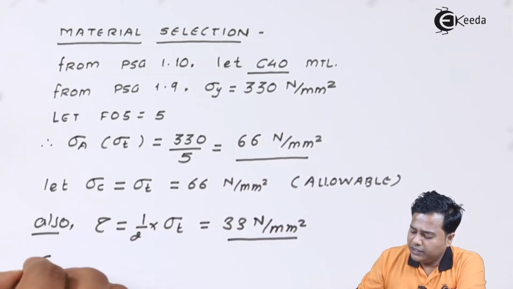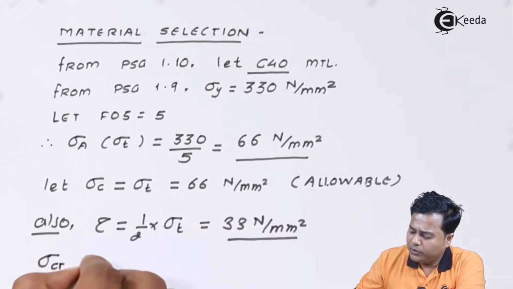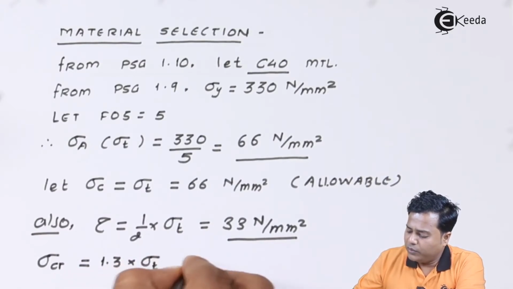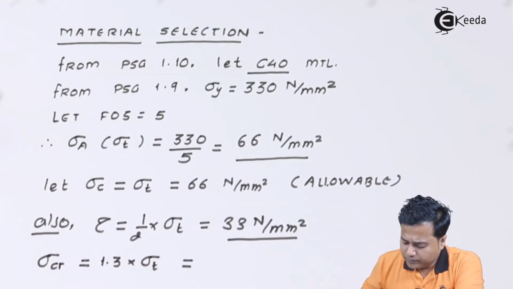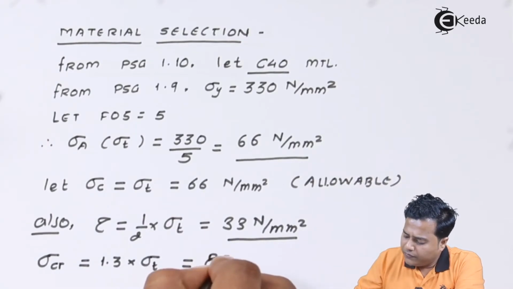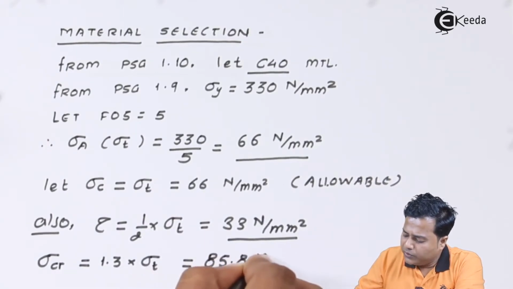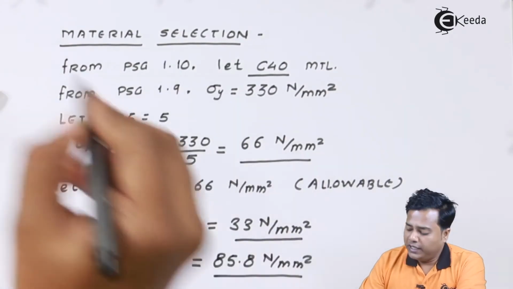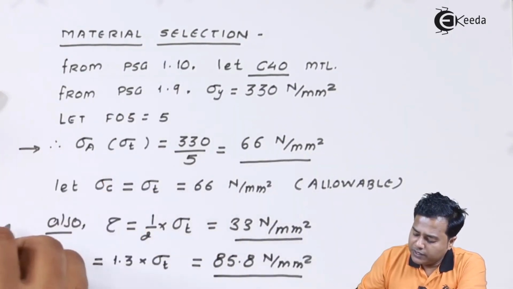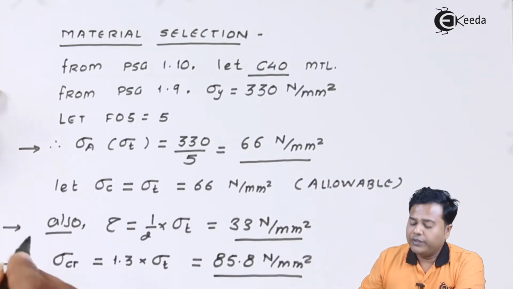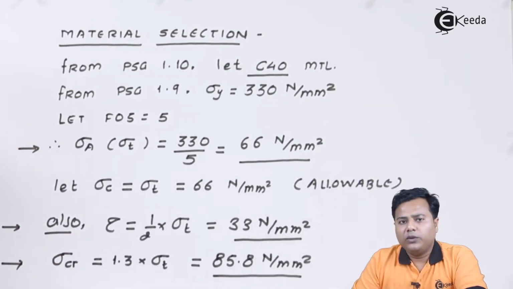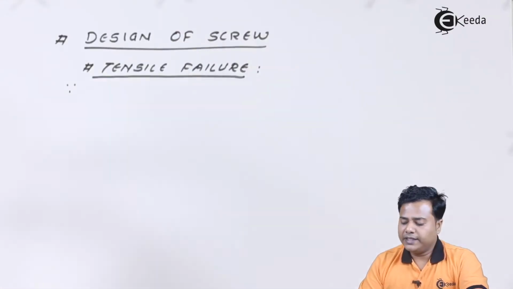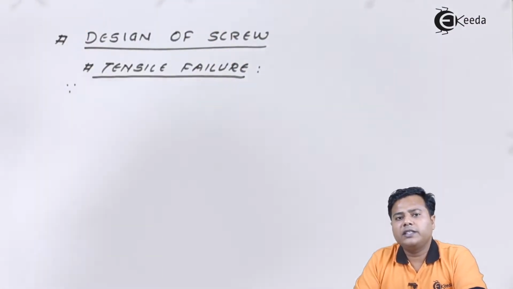And let us consider the crushing value is equal to 30% higher than the tensile value. So it comes out to be 85.8 Newton per millimeter square. So there we have defined the important material properties, first, second and third, which we are going to consider for the calculation of a safe design. Let us move ahead. The next thing is the design of screw. So let us begin with the design of screw.